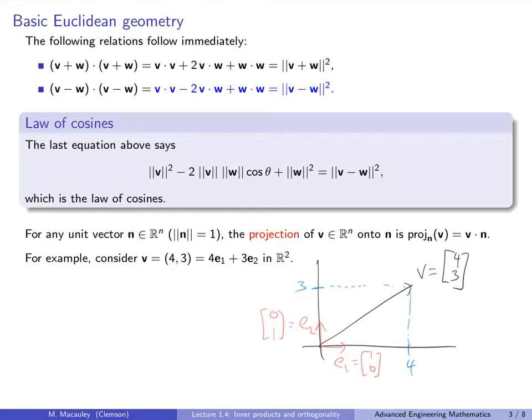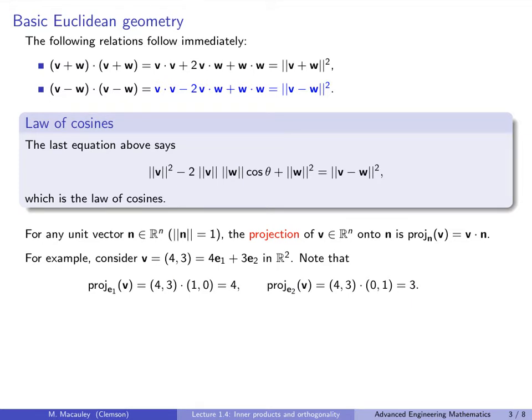Now algebraically, v dot e1 is (4, 3) dot (1, 0), which is 4. You just pick off that 4. And v dot e2 is (4, 3) dot (0, 1), which is 3.